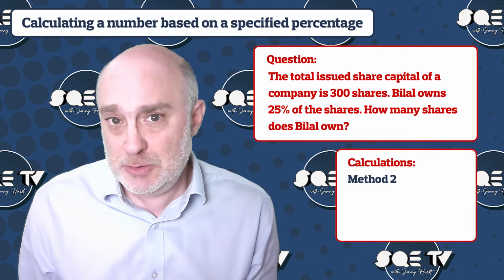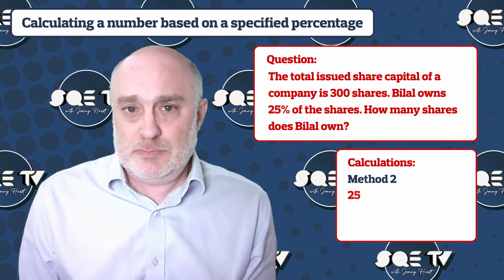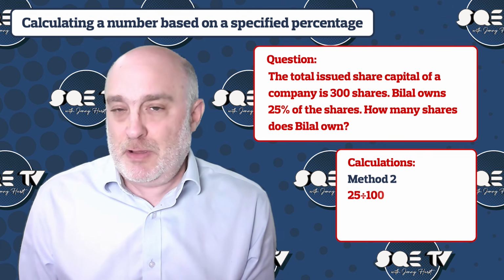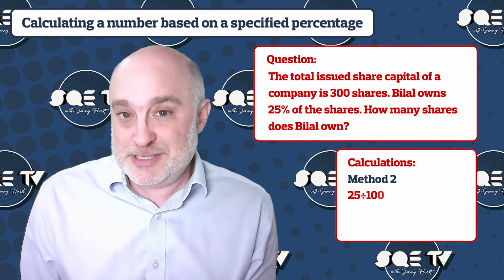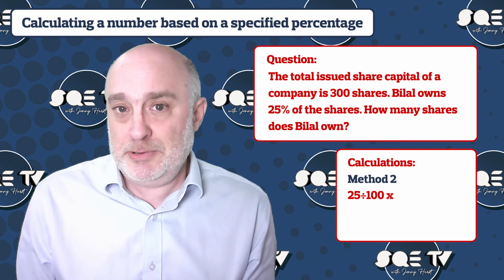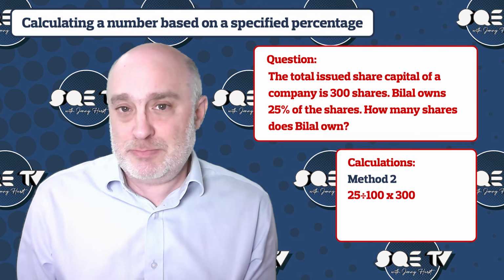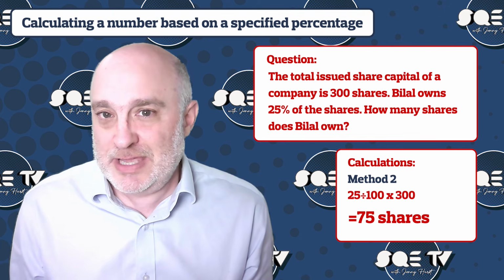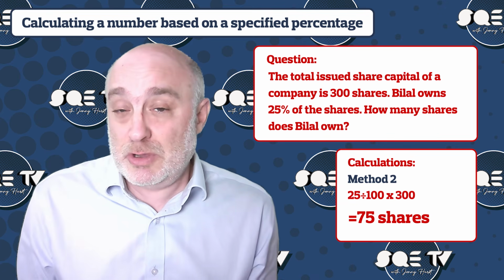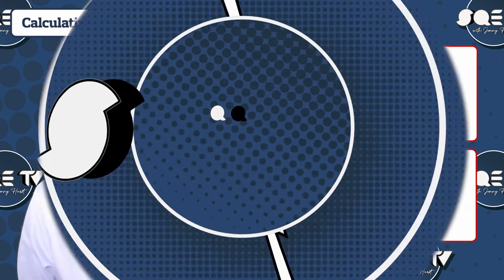So this is method 2. You do 25 and then press the divided sign and then press 100. So that's 25 over 100. So effectively that's 25%. And then you multiply that by the total number of shares that there are in the company, that's 300. And you can see pressing the equal sign here gets us 75 again, so 75 shares. It doesn't really matter which method you use, as long as you're comfortable whichever way you choose.